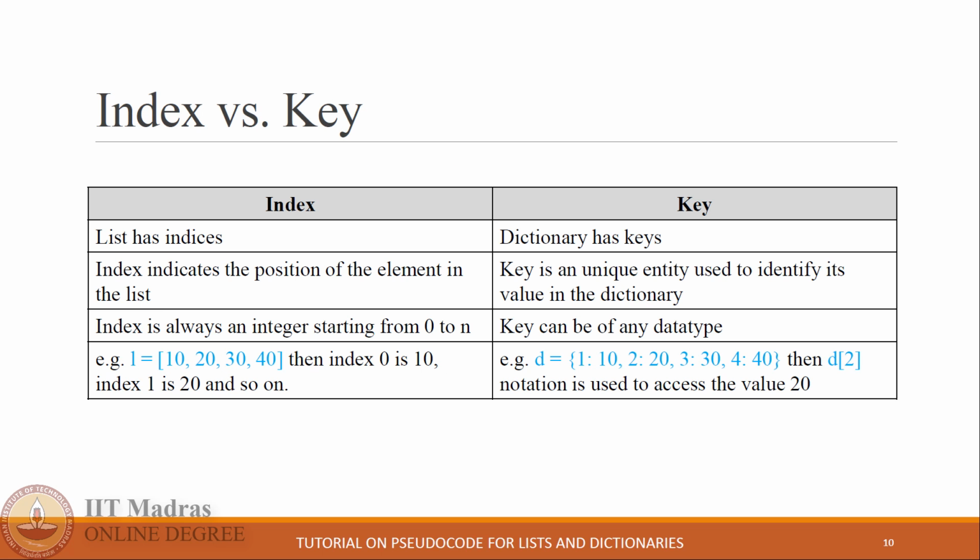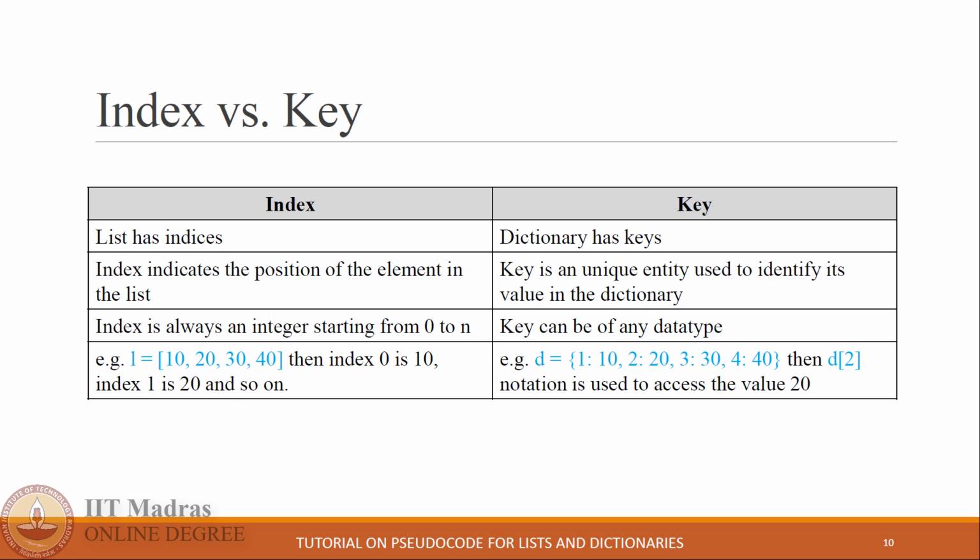Let's see the difference between two concepts, namely index and key. The term index comes into picture only with lists, whereas the term key is considered only with dictionaries. Index indicates the position of the element in the list, whereas key is a unique entity used to identify its value in the dictionary. Index is always an integer starting from 0 to n. Key can be of any data type.